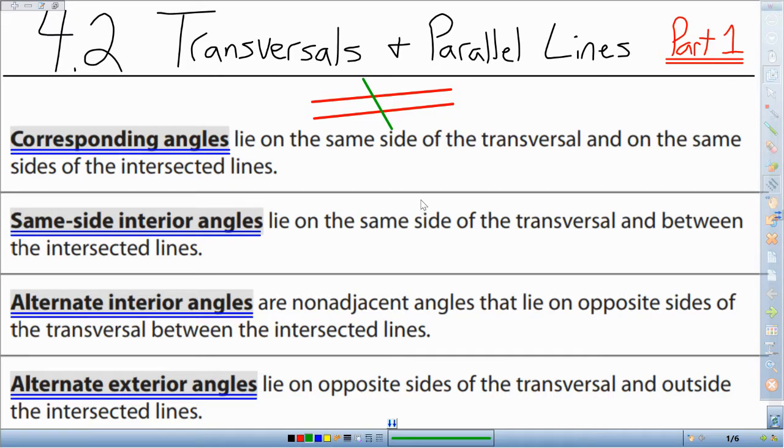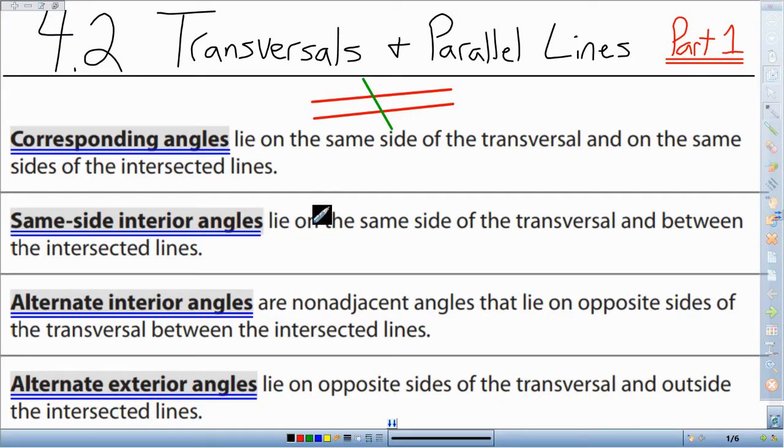If you notice, what happens when we have a transversal crossing parallel lines is we get a bunch of angles created. We have an angle here, an angle here, here, and all over. We have technically 8 angles that are created, and these pairs of angles have different names. That's really what this lesson is all about today. Here are the 4 different types of angles that are going to be created. So let's just jump through this.